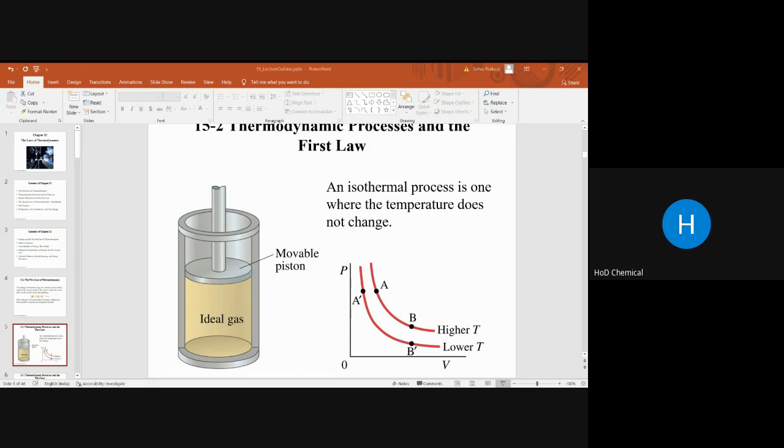An isobaric process occurs at constant pressure. Constant temperature means isothermal. Constant pressure means isobaric. Constant volume means isovolumetric.